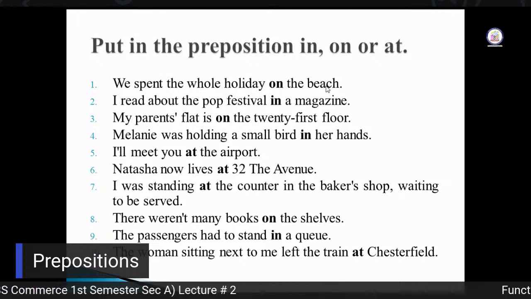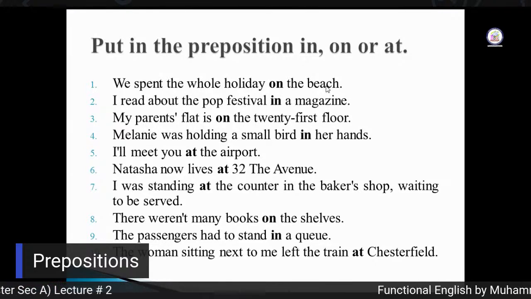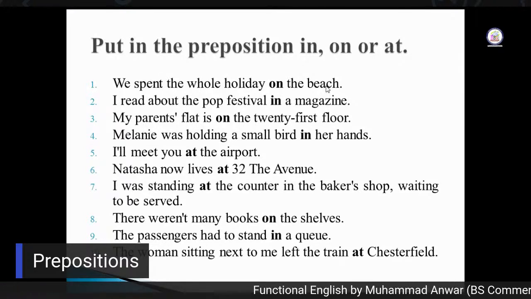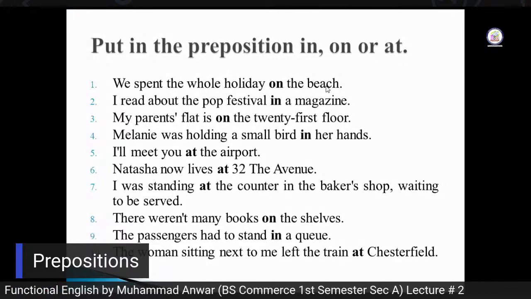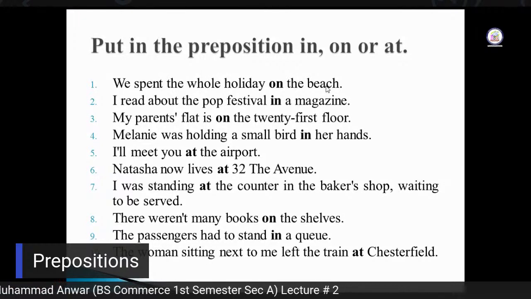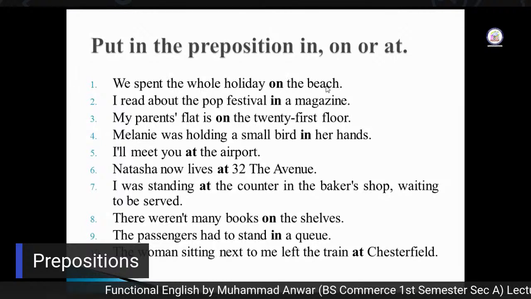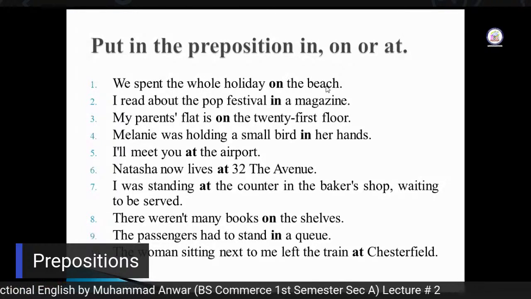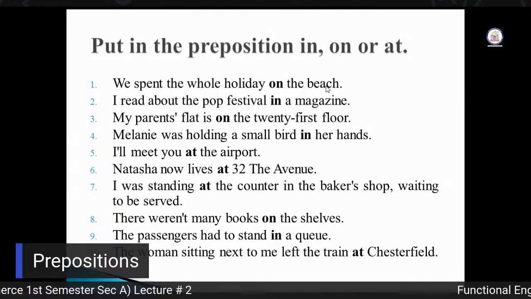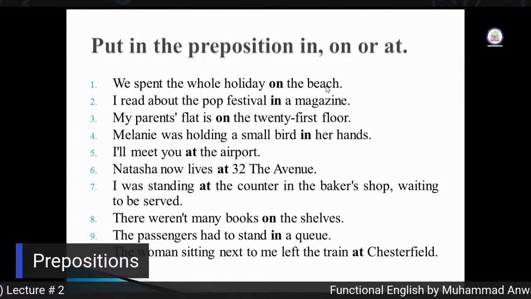Melanie was holding a small bird in her hands. I'll meet you at the airport. Natasha now lives at 32 the Avenue. I was standing at the counter in the baker's shop waiting to be served. There weren't many books on the shelf. The passengers had to stand in a queue. The woman sitting next to me left the train at Chesterfield.